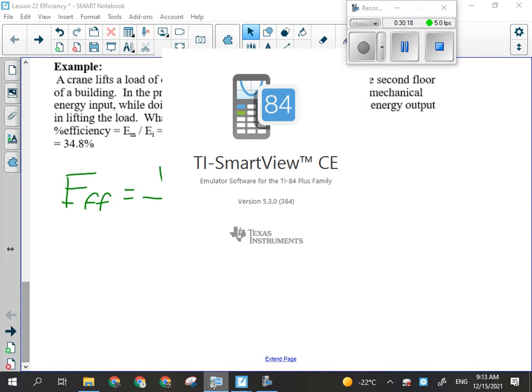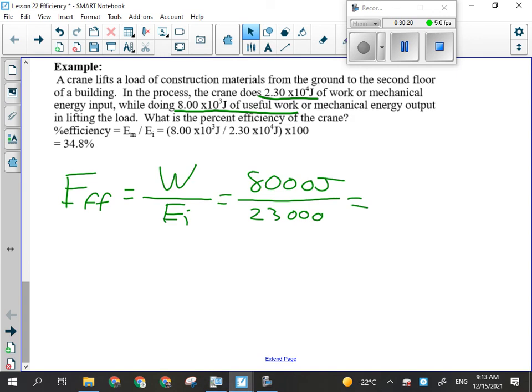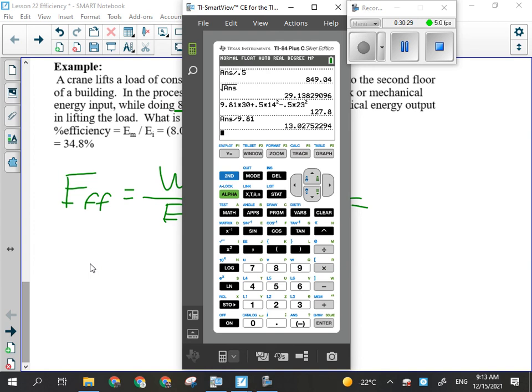So it's going to come out to 34.8%, right? Now, where's a lot of that energy going? I mean, all we're doing is using a crane to lift a pallet of materials from the ground to the second floor. Sound and heat, okay? Those would be your two big ones.